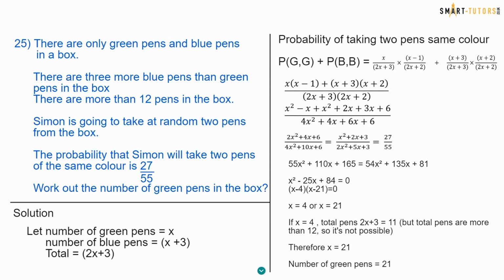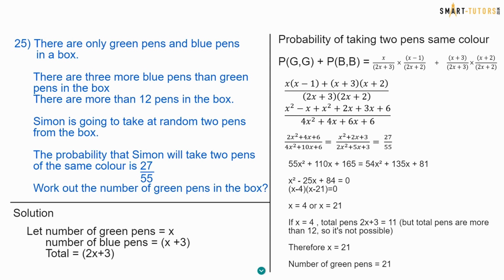Times the second one is going to be green. The first pen is not put back. So two pens taken one after the other means there's a conditional probability. They didn't put back the first one, you need to assume that. So one less: x becomes x minus 1, and one less in the total, so 2x plus 3 becomes 2x plus 2. So that is the green probability.